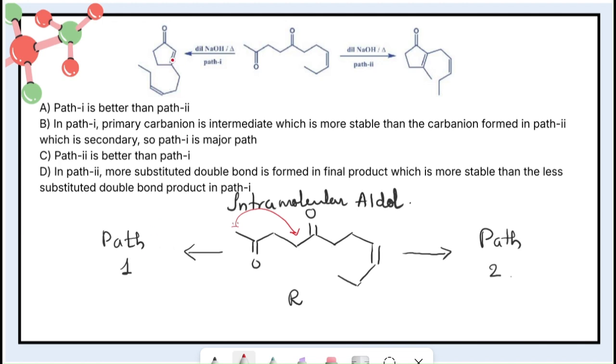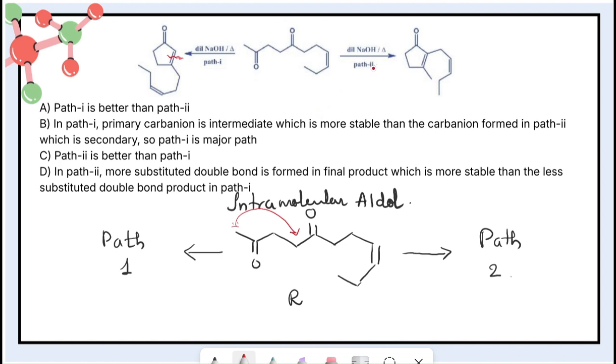How did we decide this? You can do a retro analysis here. That means you cleave this bond, you add 2 hydrogens here and 1 oxygen here and then observe. We have CH3CO, CH3CO and then the rest will be CH2CH2 and then CO. So that means it is nothing but what is given in path 1.